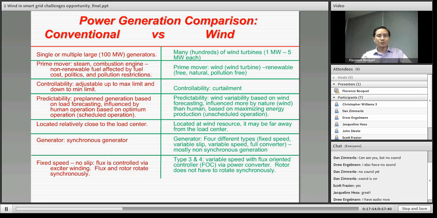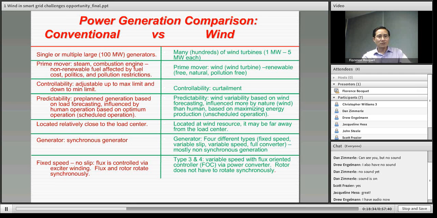And so for example, controllability of conventional power generators are much better than wind, because on a conventional generator we can ramp up and ramp down, right? We can control the generation to be more or less depending on the load, right? But on the wind side, we can only do curtailment. On the other hand, we can do a little bit of other control by inertial control and other frequency control. I'm going to talk about this.